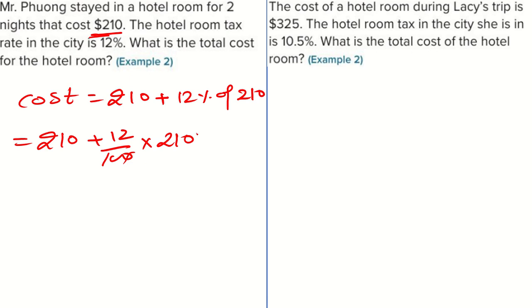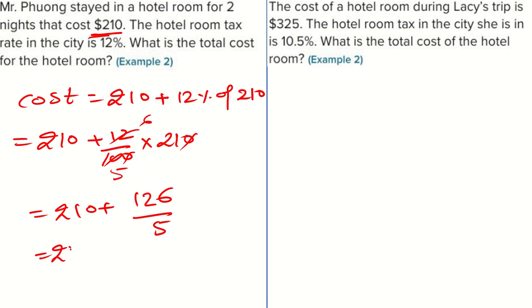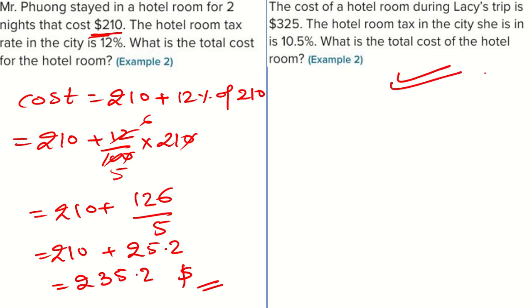Okay, let's see how much we can do. 0 0 cancel, 2 6 are 12, 2 5 are 10. It is 210 plus 21 multiplied by 6, 1s are 6, 6 2s are 12 over 5. It is 210 plus 5 times 2 10, 5 times 5 25, 5 times 2 10. So this is $235.2. Like this it will be the total cost. Same question you can do like this also, okay?